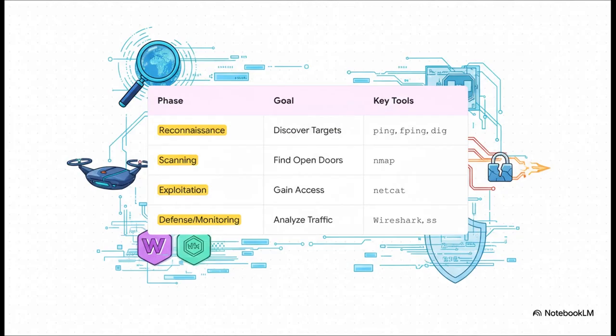Okay, let's pull all of this together now. See how each tool we've talked about fits so neatly into a specific phase of a security assessment? You start with reconnaissance, finding your targets with things like fping and dig. Then you move on to scanning, where you're finding those open doors with the beast that is Nmap. When you get to the exploitation phase, Netcat is your best friend for getting access. And the whole time, for defense and monitoring, you're analyzing all the traffic with tools like Wireshark or tcpdump. It's a really logical progression from start to finish.